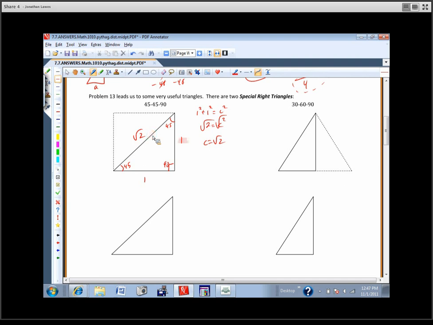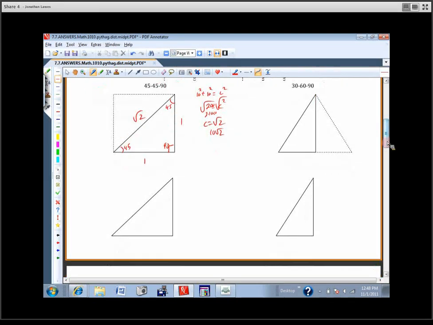Now that will happen any time you have a 45, 45, 90. These legs will always be the same. So if this was 10, this would be 10. And guess what this one would be? Square that. That would be 200. 200 is 2 times 10 times 10, so you'd have a 10 on the outside and a radical 2. So this one would be 10 radical 2. So the way we're going to write these down, because this relationship is really important, you ought to know this, we're going to say this one right here is x.